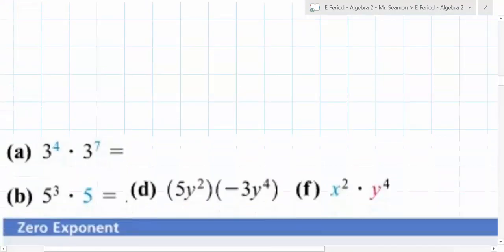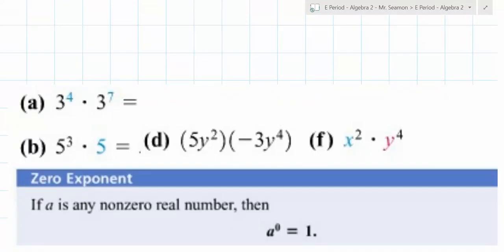So what happens if you had 3 to the 4th times 3 to the 7th? What does that equal, Aubrey? 3 to the... Am I adding? Yep. Yeah, done. Nice. What about this one right here?